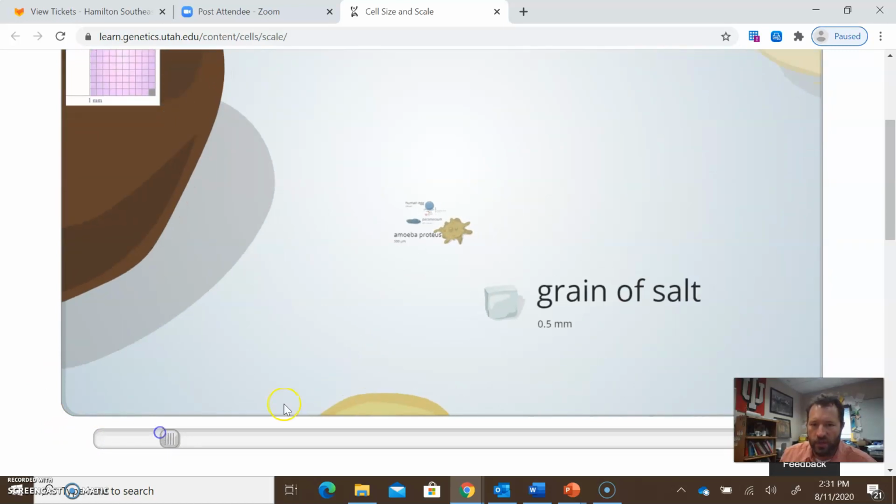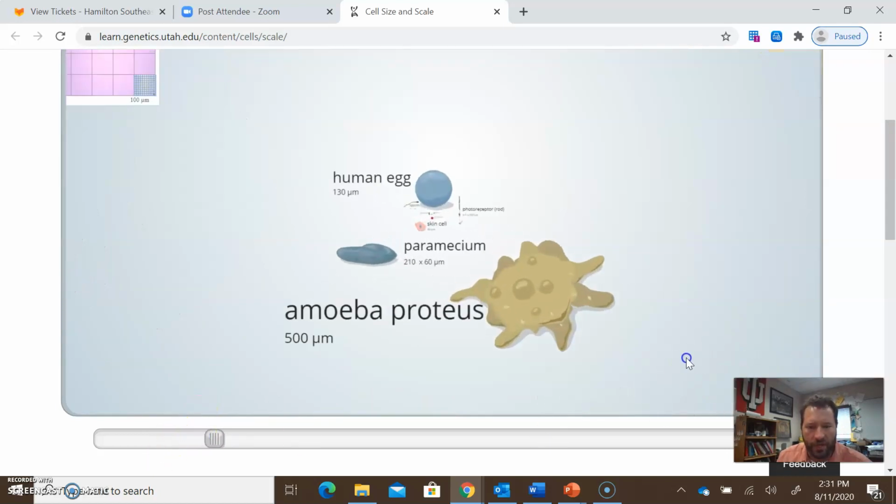So there's our grain of salt, and that's probably about the limits of what your eye can see without any help. We start to get a little bit smaller than that, and now we can see some of the largest single cells. So an amoeba is one of the largest single-celled organisms. You can just about, probably not quite, but just about see it with the naked eye. If we were to put it under a light microscope, though, we could see it pretty well. Paramecium, another example of a single cell that you can just about see with your eye, but not quite, just a little bit too small.